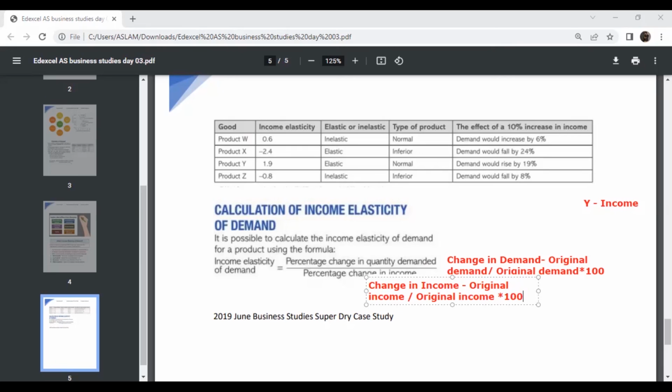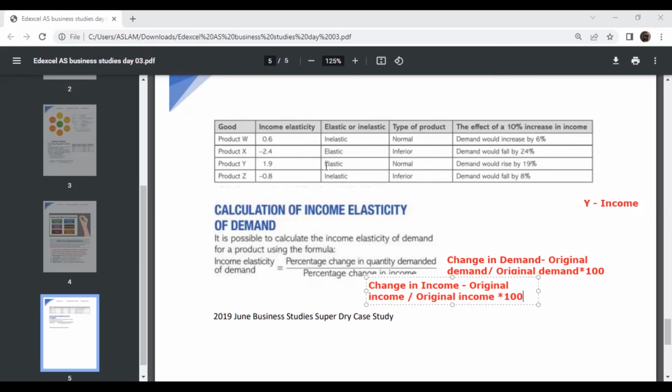But before we move on to the copying part, you can see if you have a 0.6, it's inelastic. Type of product is normal good because it is between 0 and 1. Demand would increase by 6%: if the income increased by 10%, your demand will increase by 6%. This is multiplied by 10. That's how we found the 6%. You can see here product X minus 2.4, elastic demand, but it is negative so inferior. Demand would fall by 24% because you are multiplying by 10 again.